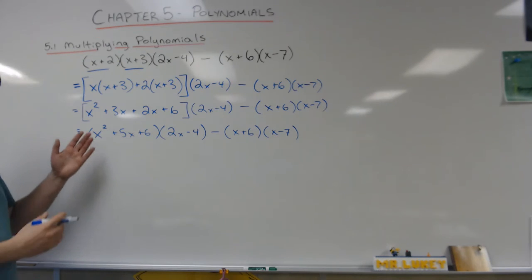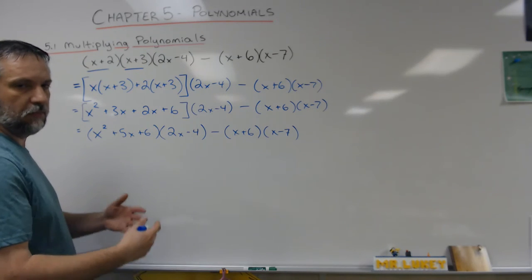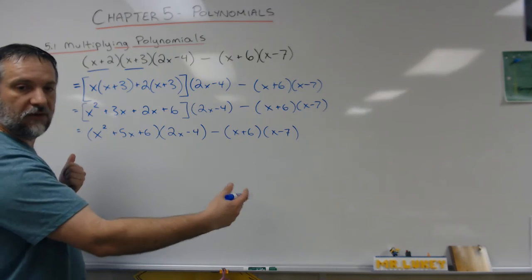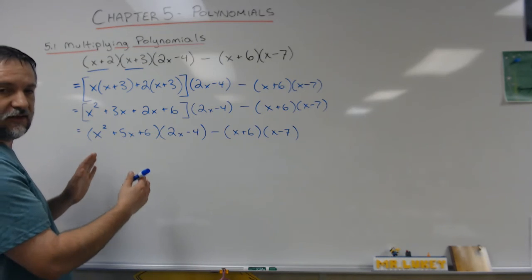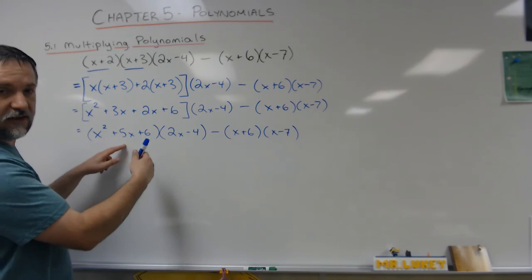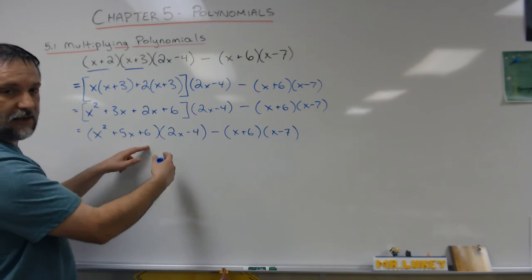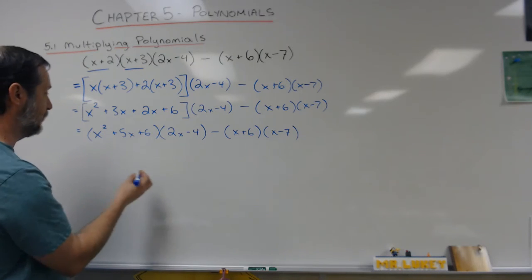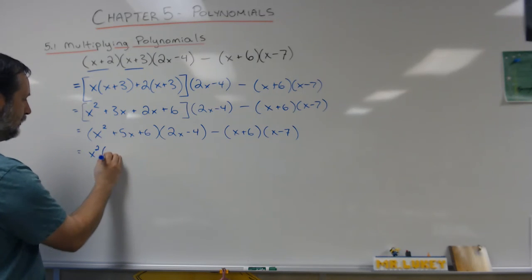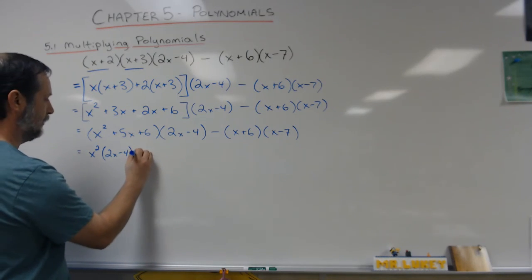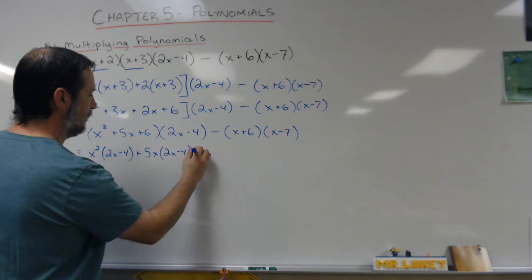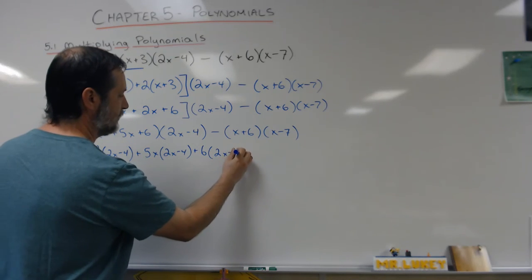So this is when I'm going to have a trinomial times, it doesn't matter if it's a monomial, binomial, trinomial, whatever it is. I have to make sure that every term multiplies through every other term in the other set of brackets. So I can break this into 3 sections. I'm going to take x squared times 2x minus 4, plus 5x times 2x minus 4, plus 6 times 2x minus 4 to make sure it gets spread through everything. So I will write just that.